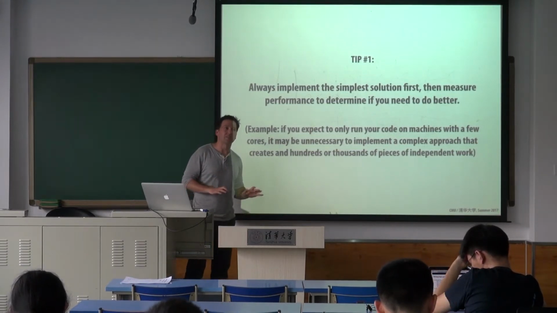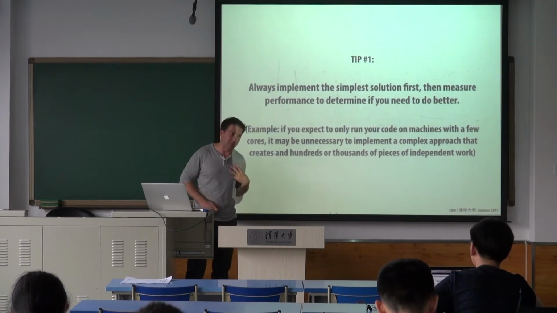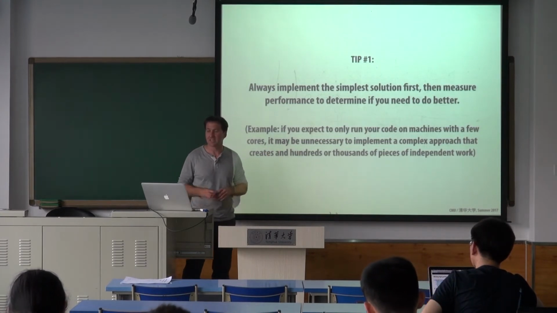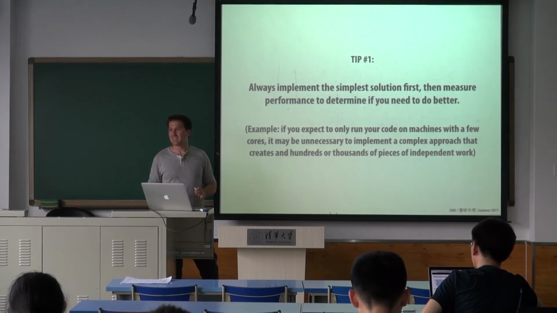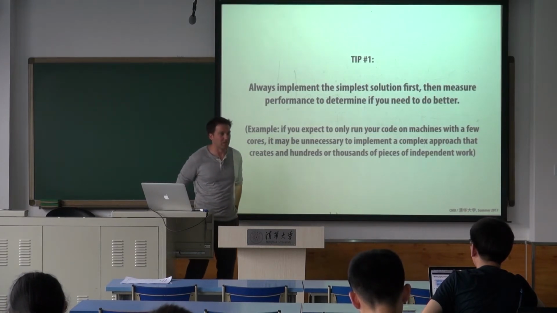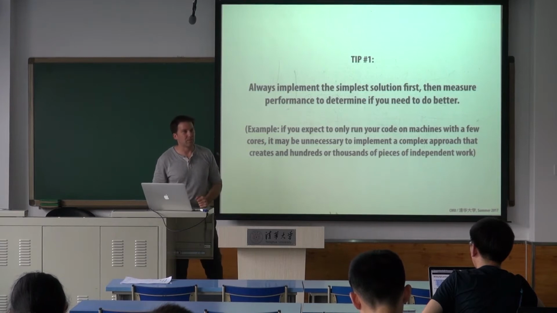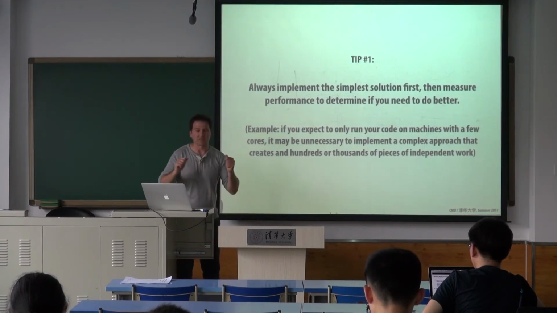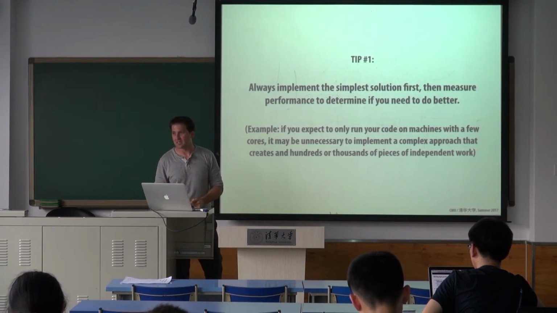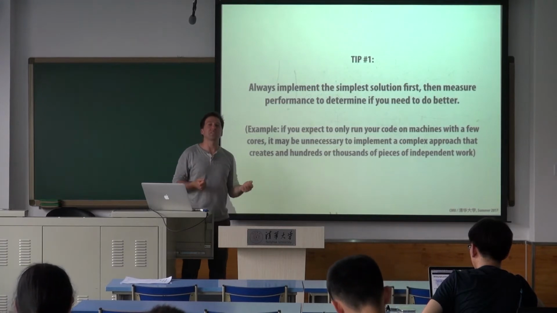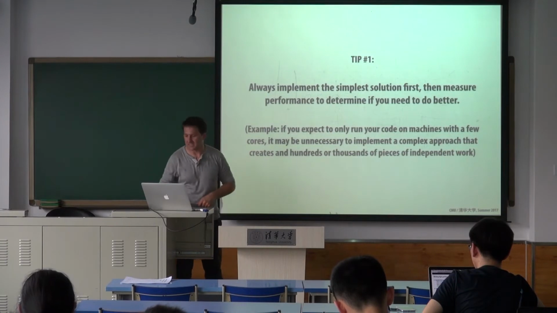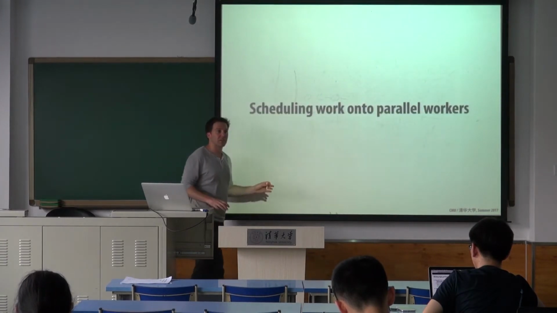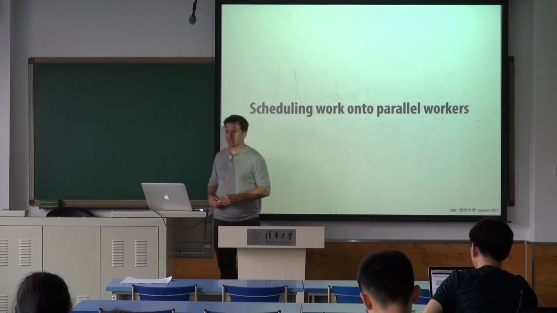And this will happen to all of us. It will happen to you, it happens to me, it happens to my students. We always don't do the simplest thing first, and it's a very inefficient way to work. So whenever you get a parallel programming problem, I want you to think about the first thing I'm going to tell you today. And only if that doesn't give you good performance, then we can go to the more sophisticated things. So let's talk a little bit about scheduling work onto workers.